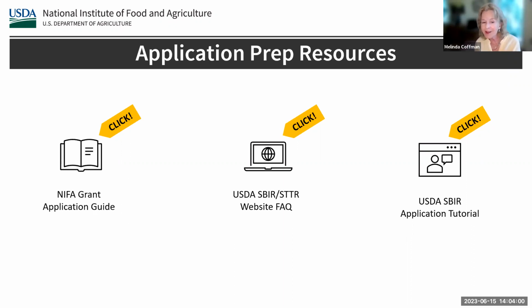The RFA always takes precedence over the NIFA application guide, but the NIFA application guide has some invaluable information, and I encourage you to look at that if you're going to apply. I encourage you now, if you think you're going to apply, to go to the USDA SBIR STTR website and look at our FAQs. And look at everything actually on the website, but the FAQs may be particularly important. I also look at the topic areas. And then there is a USDA SBIR application tutorial, and you may find that very helpful. So I really encourage you to look at that.